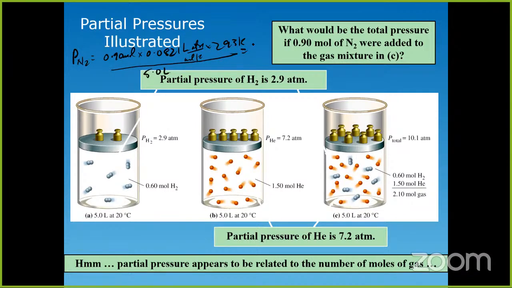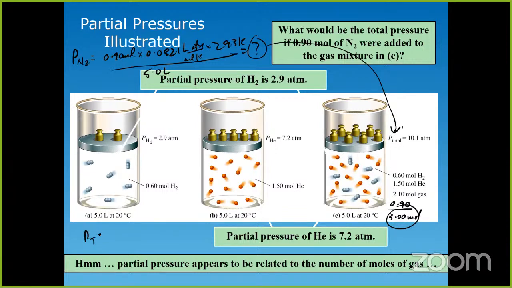Right, so once you find that out, whatever that gives, then you add it to the total pressure that was there before, right? So that's one way of doing it. Now for me, again, being the lazy person I am, an easier way would simply be to add 0.9 moles to this total mixture here, which would give you 3.00 moles. And then I would use that in the equation that I showed you before.